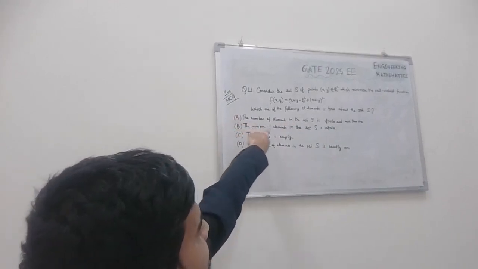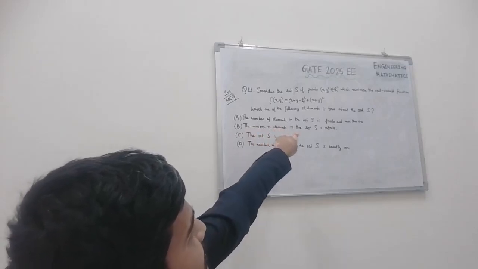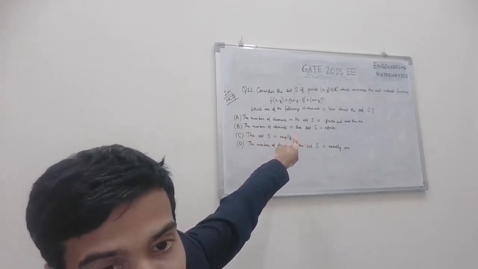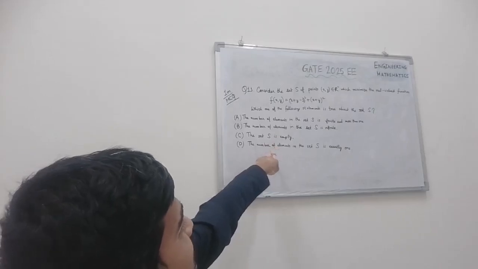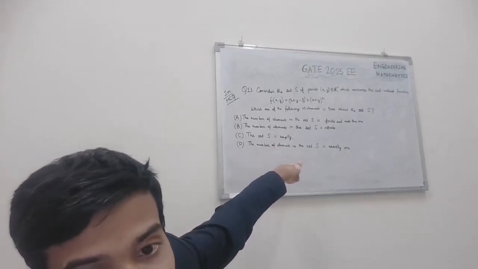Option A, the number of elements in the set is finite and more than one. Option B, the number of elements in the set is infinite. Option C, the set S is empty. Option D, the number of elements in the set S is exactly 1.